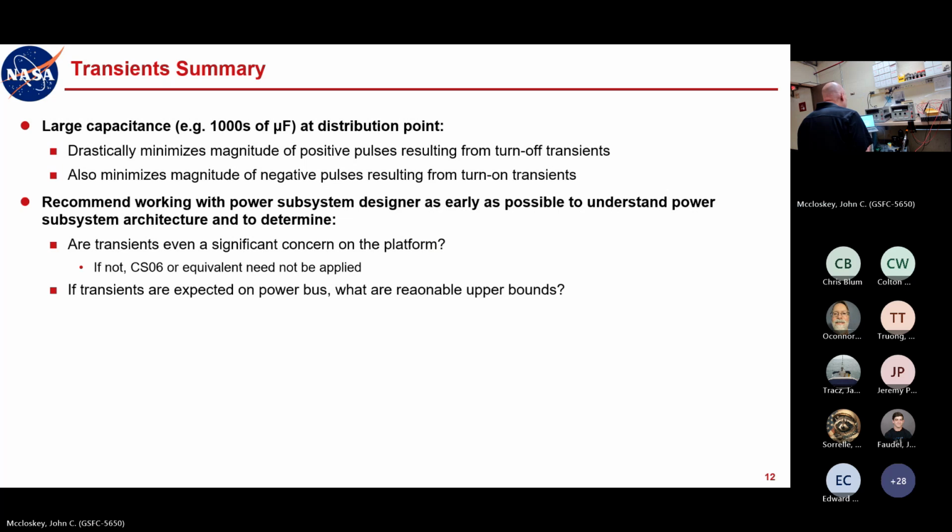But if they are to be expected on the power bus, you want to know what some reasonable upper bounds are. And we'll talk about some of the default limits in the mill standard, so that you can apply some of that engineering judgment instead of just applying some of these default levels.